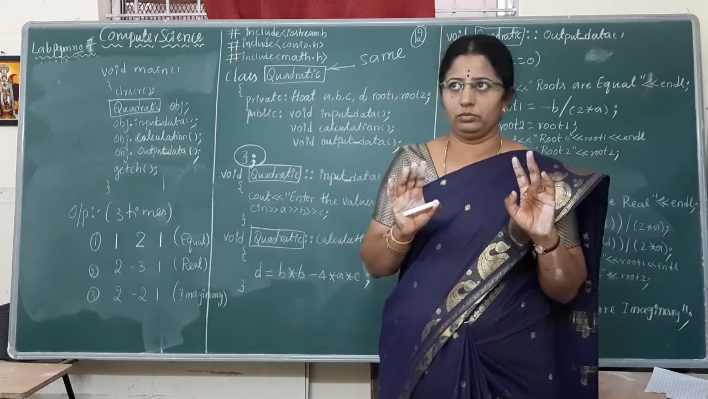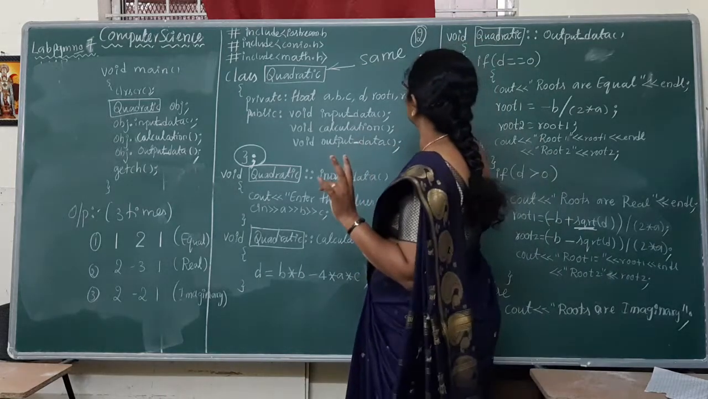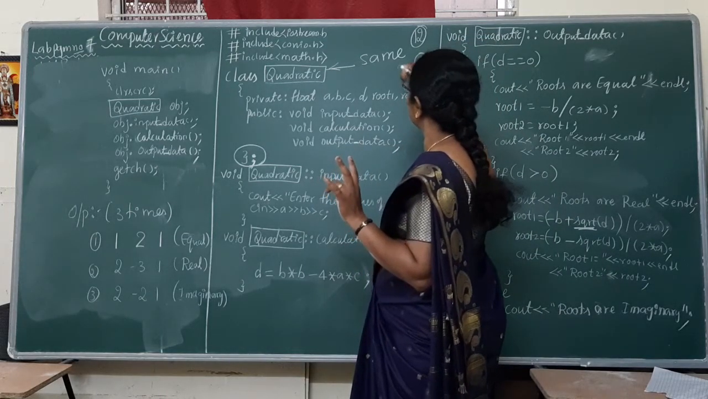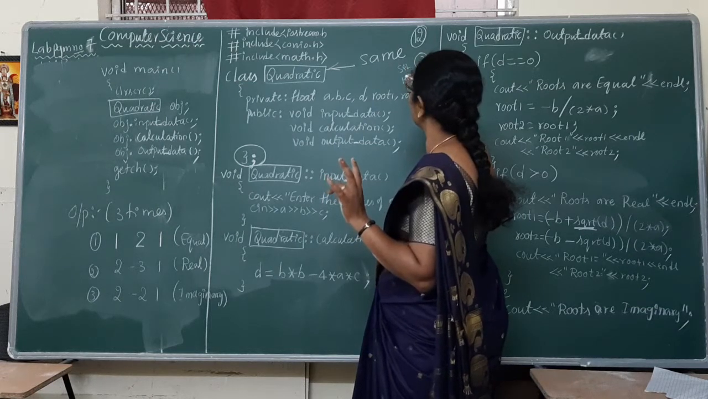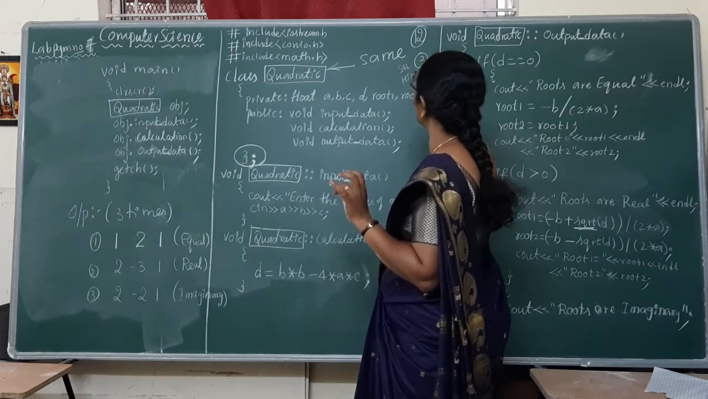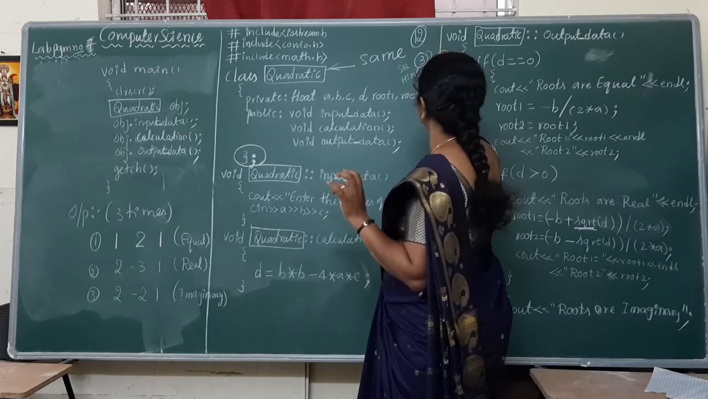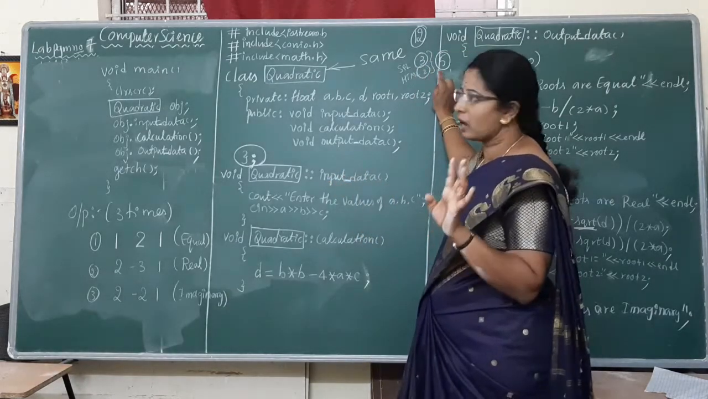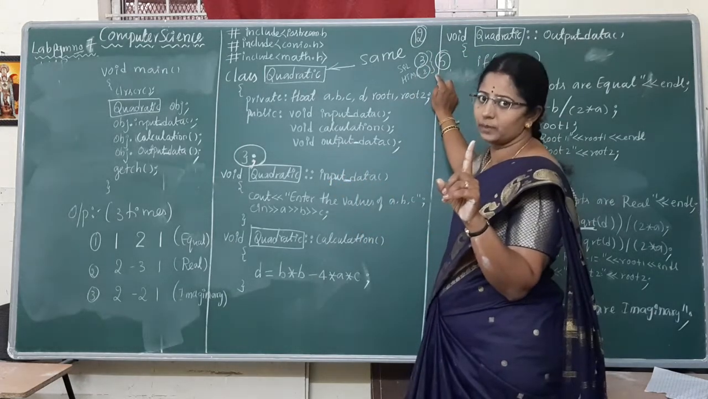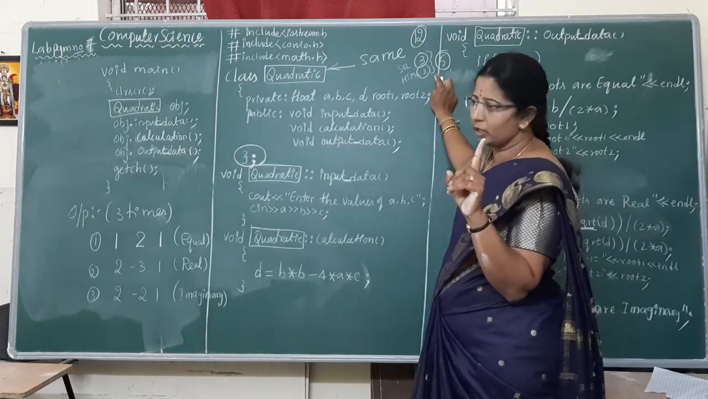From the SQL, 3 questions. From the HTML, 2 questions. So together 5. These are the only 5 questions. Among those 5, any one you will get.